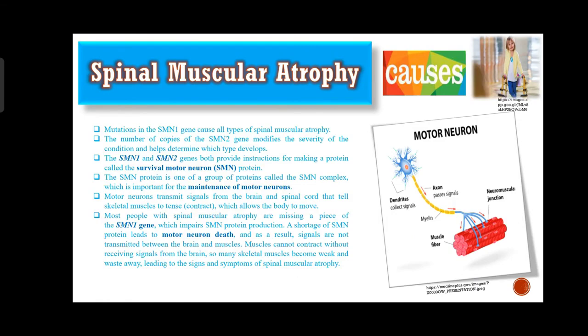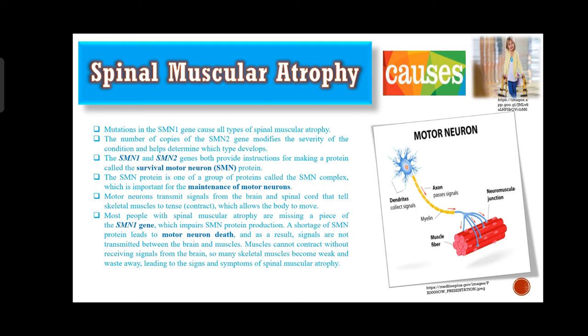Causes of spinal muscular atrophy. Mutation in the SMN1 gene causes all types of spinal muscular atrophy. The number of copies of the SMN2 gene modifies the severity of the condition and helps determine which type develops. Both genes, SMN1 and SMN2, make a protein called the survival motor neuron, or SMN, protein. SMN protein is important for the maintenance of motor neurons. Motor neurons transmit signals from the brain and spinal cord which allow the body to move.